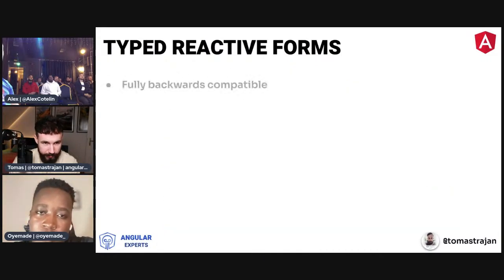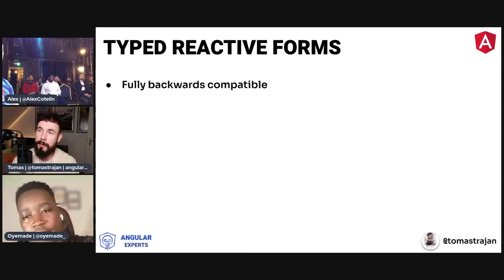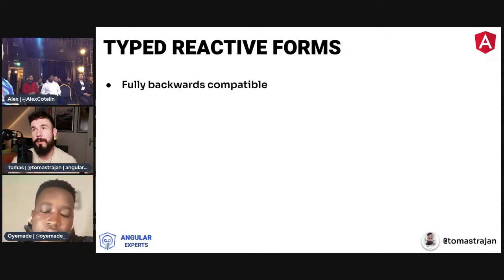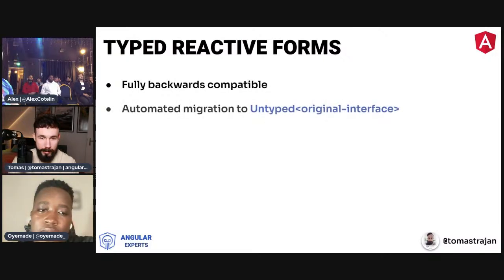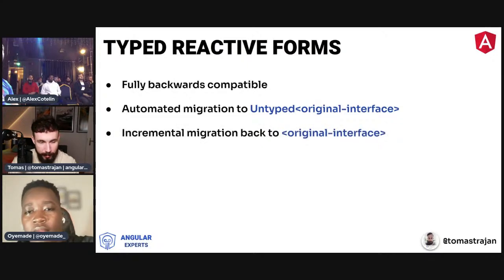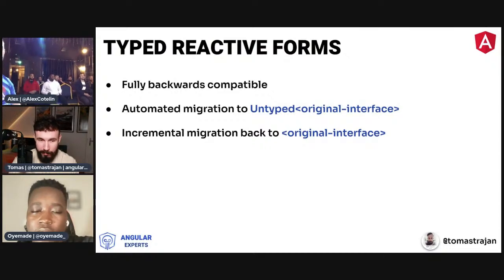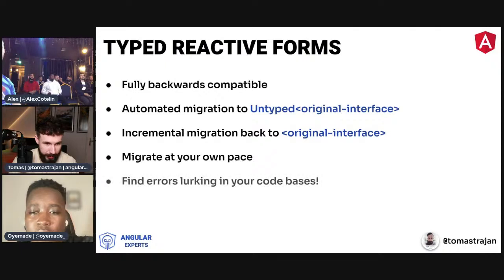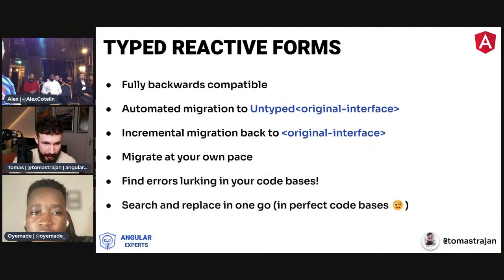All right. So as we have seen, the migration is fully backwards compatible because of those untyped interfaces. So you are guaranteed that your application will compile and can be deployed. And then you can basically incrementally migrate back to the original interfaces. So that can be FormGroup, FormBuilder, from UntypedFormGroup, UntypedFormBuilder. And yeah, you can either do it incrementally or in one go, depending on the state of your code base. So you can migrate at your own pace and find errors lurking in your code base.